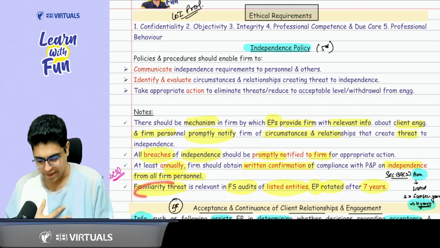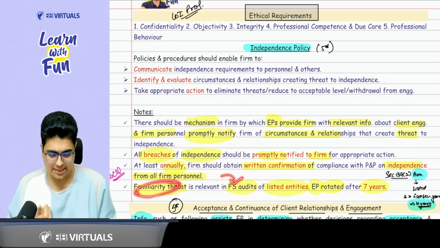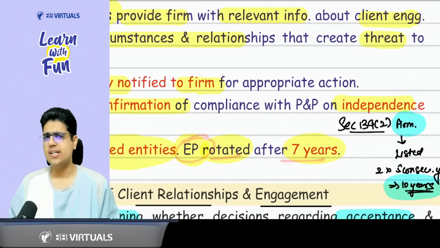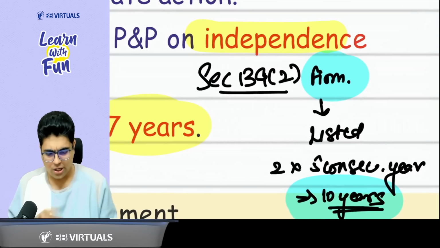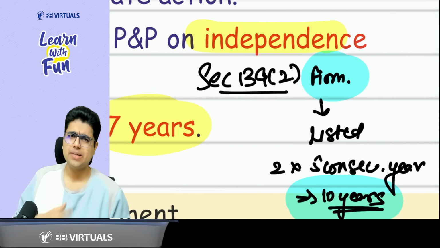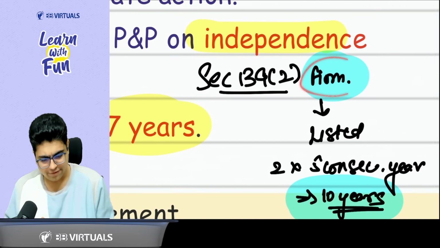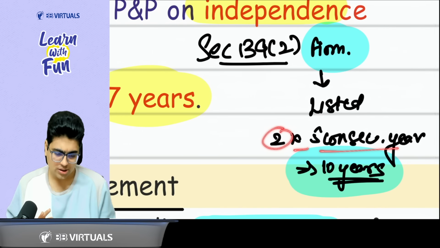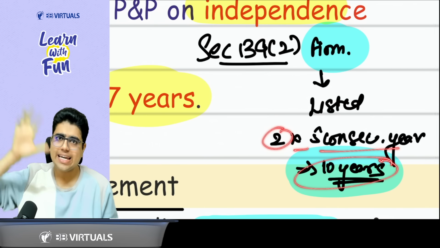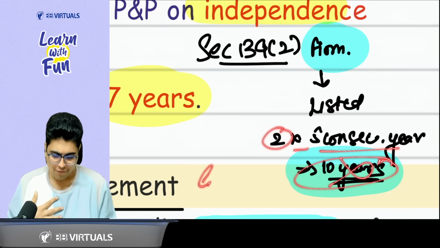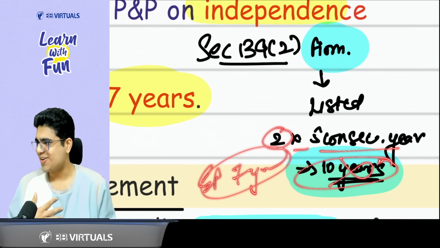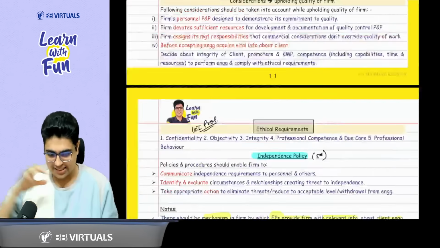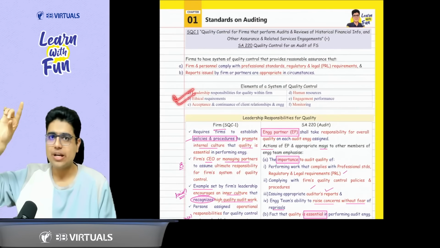Lastly, they say familiarity threat is very relevant in the financial statement audit of listed entity. So in this case, engagement partner should be rotated after 7 years. Now please understand this point. We all have studied section 139 subsection 2 in Companies Act 2013. It says that whenever a firm is doing the audit of a listed entity, they can continue the audit for 2 terms of 5 consecutive years, that is 10 years. But can the engagement partner continue for 10 years? Answer is no. For the engagement partner, this is only 7 years. Only 7 years he can continue as an engagement partner. Clear? Clear, sir. So with this leadership responsibility and ethical requirement part is complete.